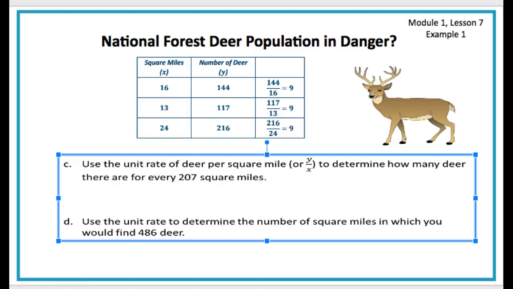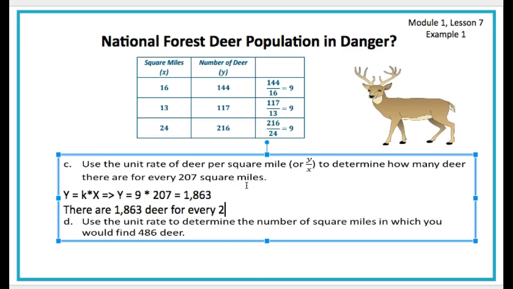And if we were to take a look at this, square miles is x, and we know our k, taking our equation, y equals k times x. We substitute in for this, and we know y equals 9 times 207, which gives us 1,863. There are 1,863 deer for every 207 square miles.